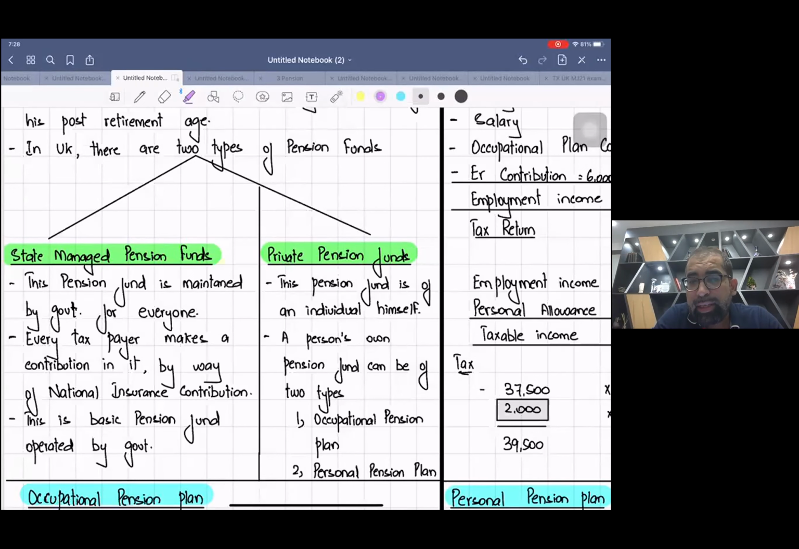Okay, but the second thing, see the second heading, private pension funds. Private pension funds is an option for all individuals. If you want to participate, yes, you may. If you don't want to, it's okay. So whatever we are discussing right now is these two, right? Okay. So in the private pension fund, there are two options. One is occupational pension plan, and the second is personal pension plan, right?